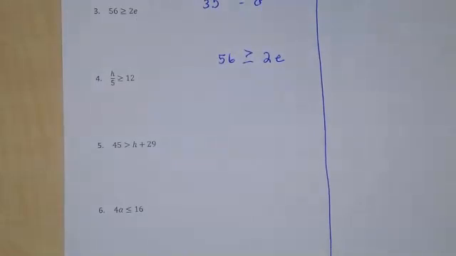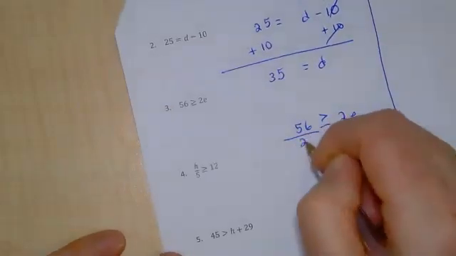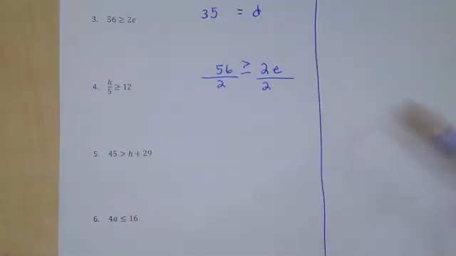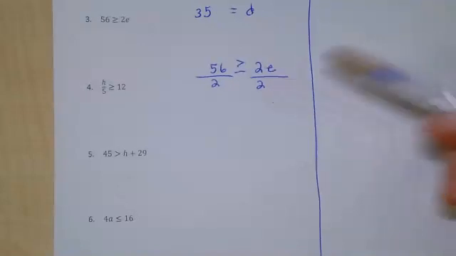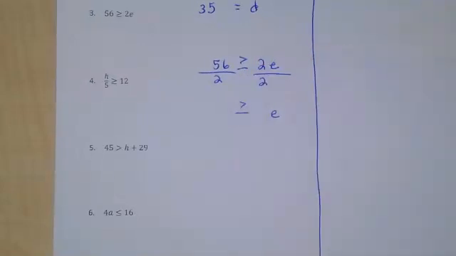56 is greater than or equal to 2e. What kind of math problem is 2e, Catalin? So what's the opposite of times by 2? Divide both sides by 2. Well, there's 2 halves. That means 1 whole. That means 1e is what's left there. And you got a calculator if you need one. 56 divided by 2.